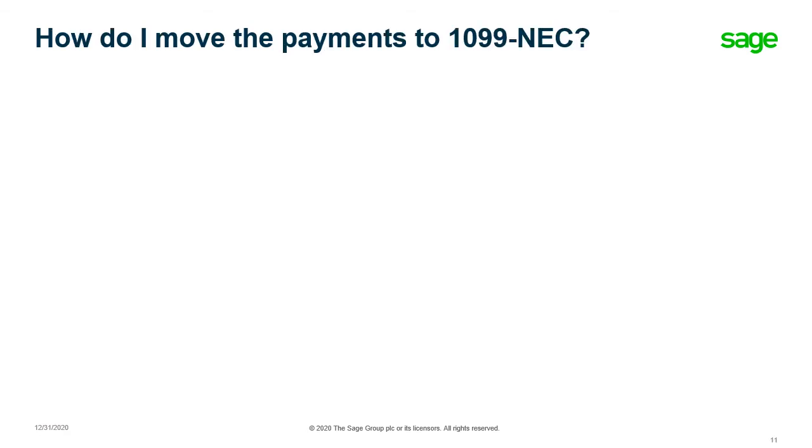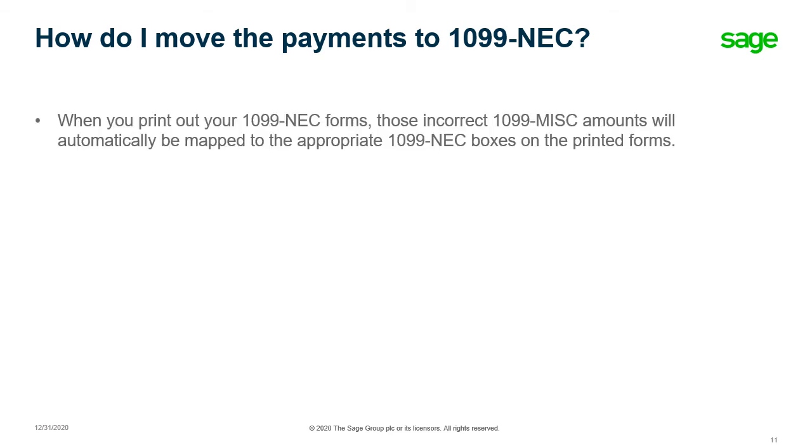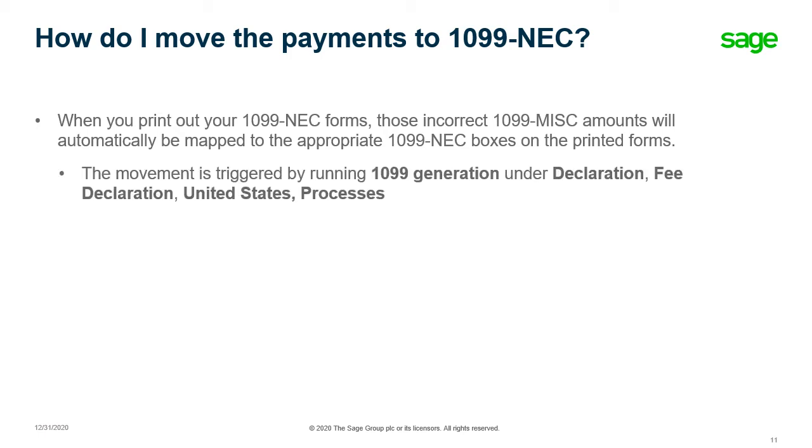So how do I move the payments to the 1099 NEC form? When you print out your 1099 NEC forms, those incorrect 1099 miscellaneous amounts will automatically be mapped to the appropriate 1099 NEC boxes on the printed forms. The movement is triggered by running 1099 generation under declaration, fee declaration, United States processes.